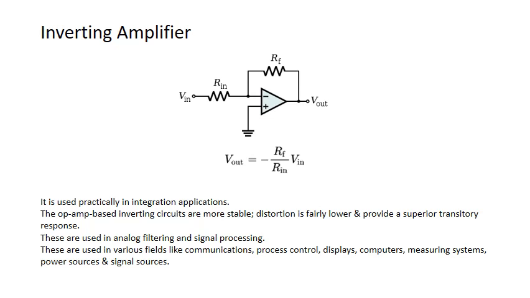Inverting amplifiers. Here the input voltage is reversed in sign and magnified by the ratio of the resistances. It is practically used in integration applications. The op-amp based inverting circuits are more stable, distortion is fairly lower, and they provide a superior transitory response. They are also used in analog filtering and signal processing. They are also used in various fields like communications, process control, displays, computers, measuring systems, power sources, and signal sources.